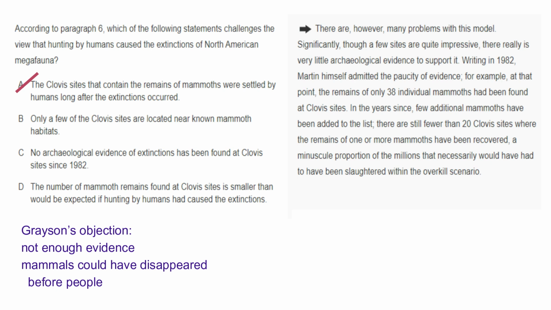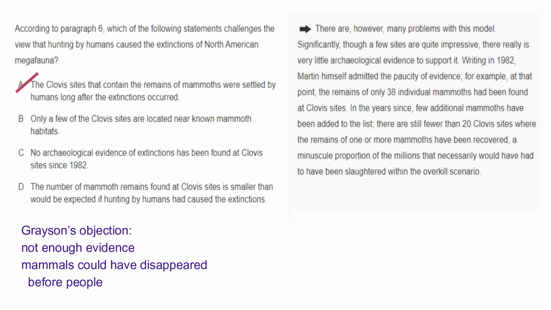This is the passage. There really is very little archaeological evidence to support it. Writing in 1982, Martin himself admitted the paucity of evidence. For example, at that point, the remains of only 38 individual mammoths had been found at Clovis sites. In the years since, few additional mammoths have been added to the list. There are still fewer than 20 Clovis sites where the remains of one or more mammoths have been recovered. A minuscule proportion of the millions that necessarily would have had to have been slaughtered within the overkill scenario.